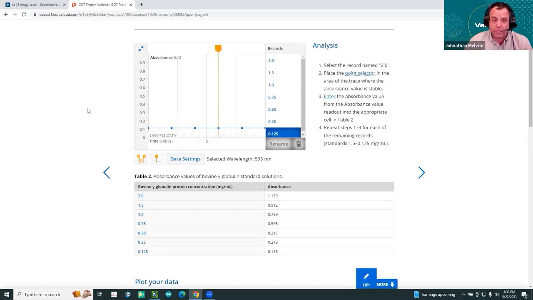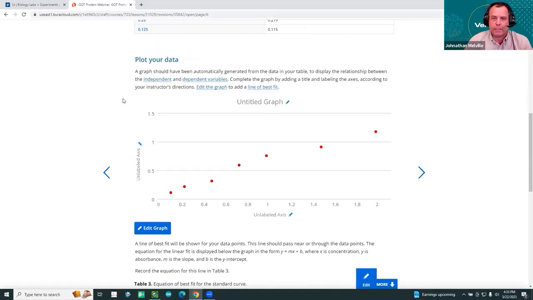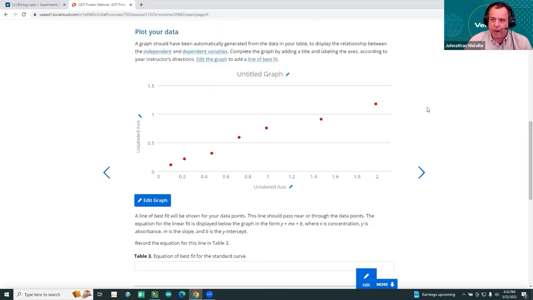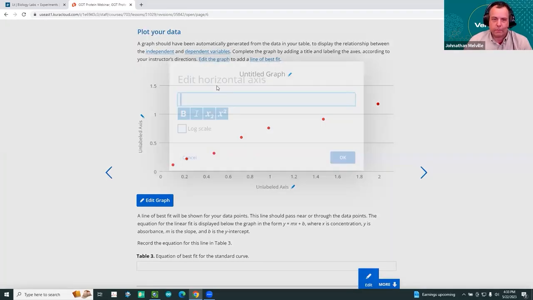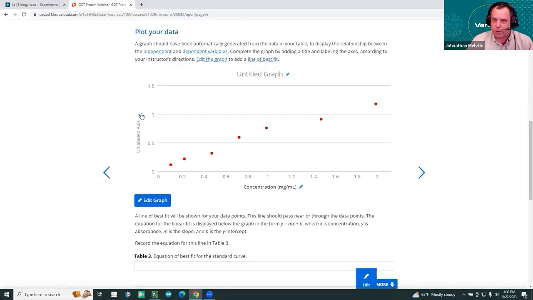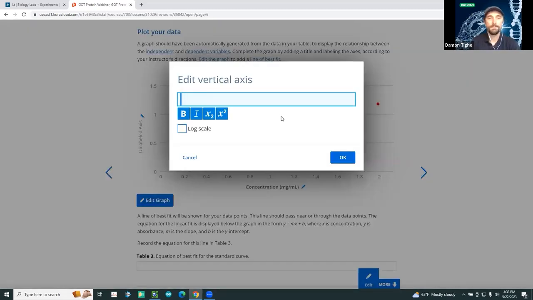And then what's terrific is if I scroll down a little bit, it's taken this data in real time that I've dropped into this table, and it's created a graph of it. So it's already graphed it. And then what we can do is we can label it, right? So the x-axis here should be concentration. I believe it's mgs per mil. That's right, Damon? Mgs per mil? That is correct. Thank you, sir. And then absorbance.